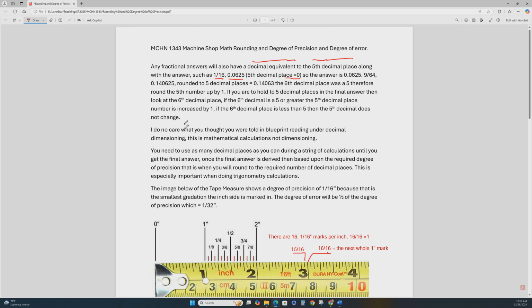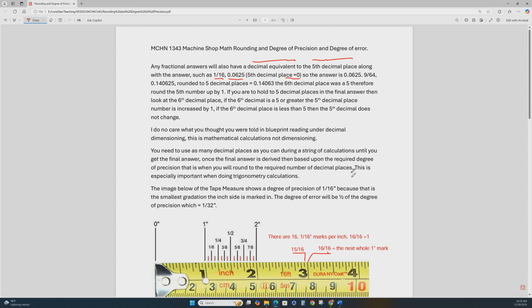All right, and again, I do not care what you thought you were told in blueprint reading under decimal dimensioning. This is mathematical calculations, not dimensioning. You need to use as many decimal places as you can during a string of calculations. I've just said that until you get the final answer. Once the final answer is derived, then based upon the required degree of precision, that is when you will round to the required number of decimal places.